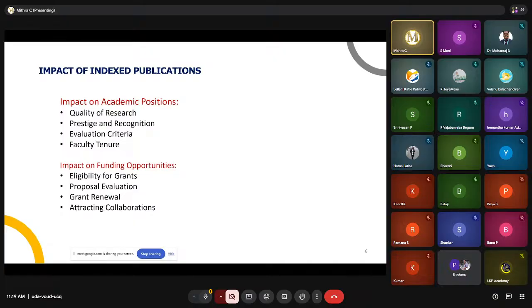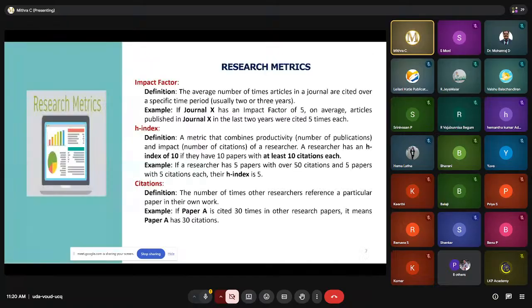Next one, attracting collaborators. Indexed publication increases the likelihood of attracting collaborators, as well as joint funding opportunities from other colleges and universities. So for all these things, a high quality indexed paper is a must. Okay, so this is why we are going for SCI or Scopus indexed journals.